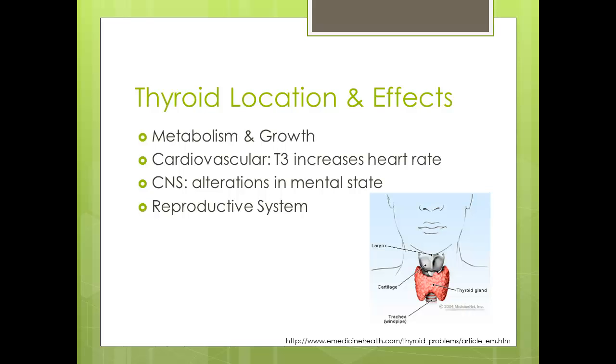It also has an effect on the central nervous system. Both increased and decreased concentrations of thyroid hormones lead to alterations in mental state. If you have too little thyroid hormone, the individual will tend to feel mentally sluggish, while too much induces anxiety and nervousness, so there needs to be a balance between the two. It has an effect on the reproductive system as well. Normal reproductive behavior and physiology is dependent on having essentially normal levels of thyroid hormone. Hypothyroidism, in particular, is commonly associated with infertility.